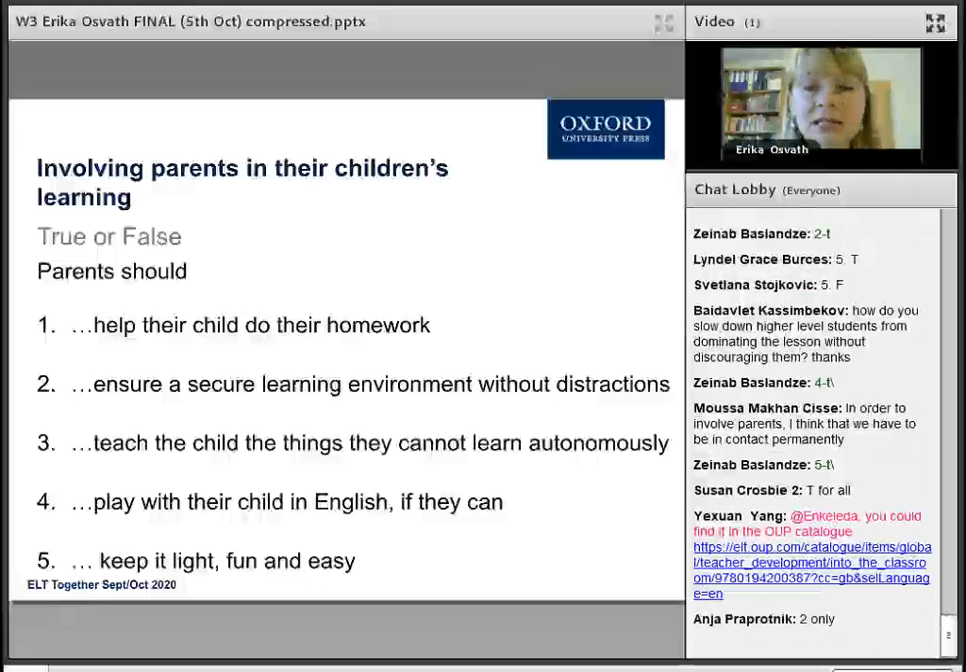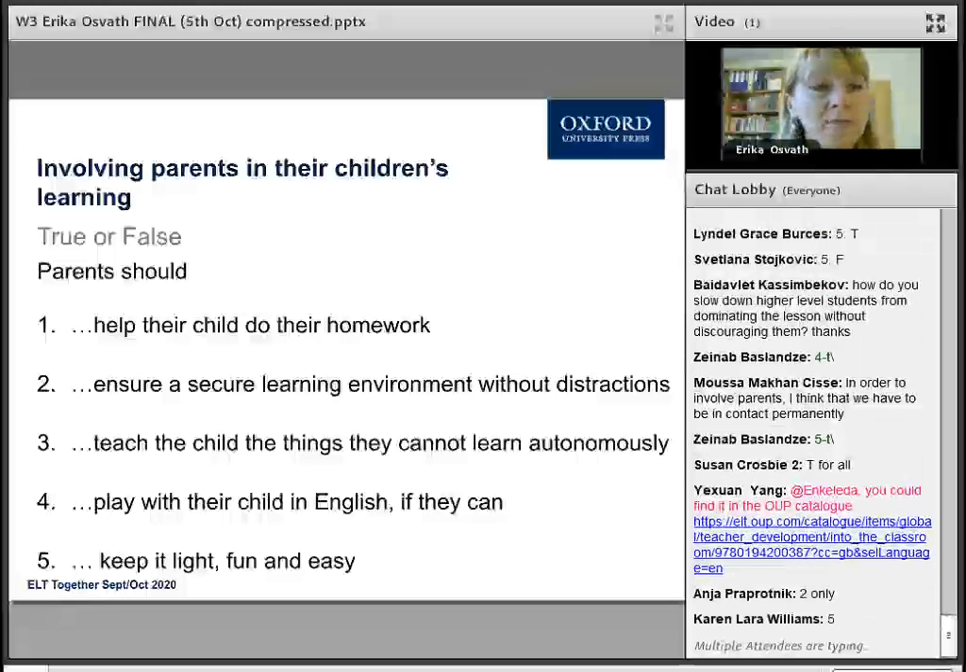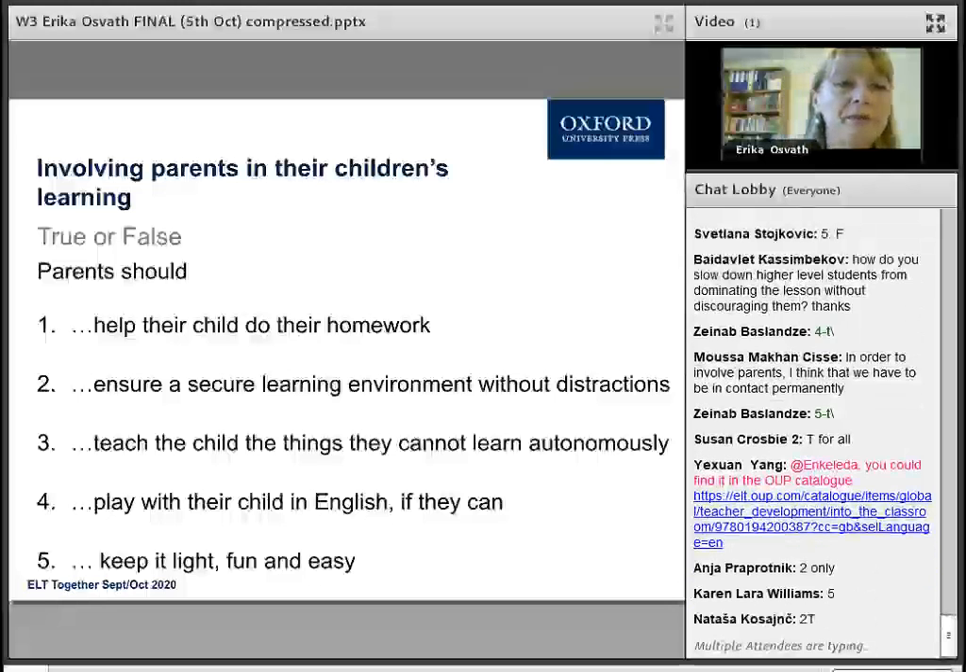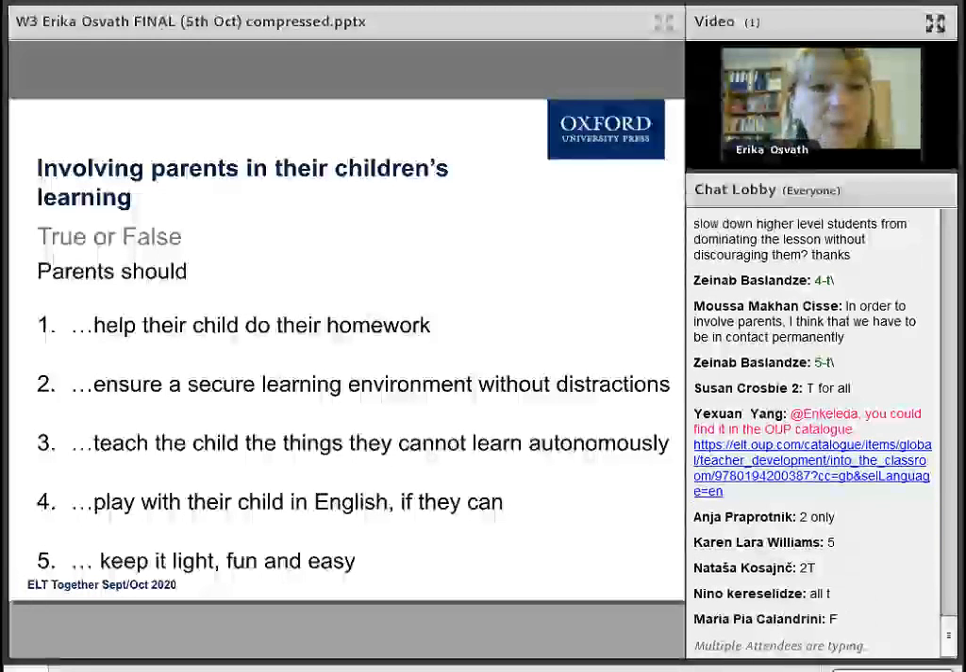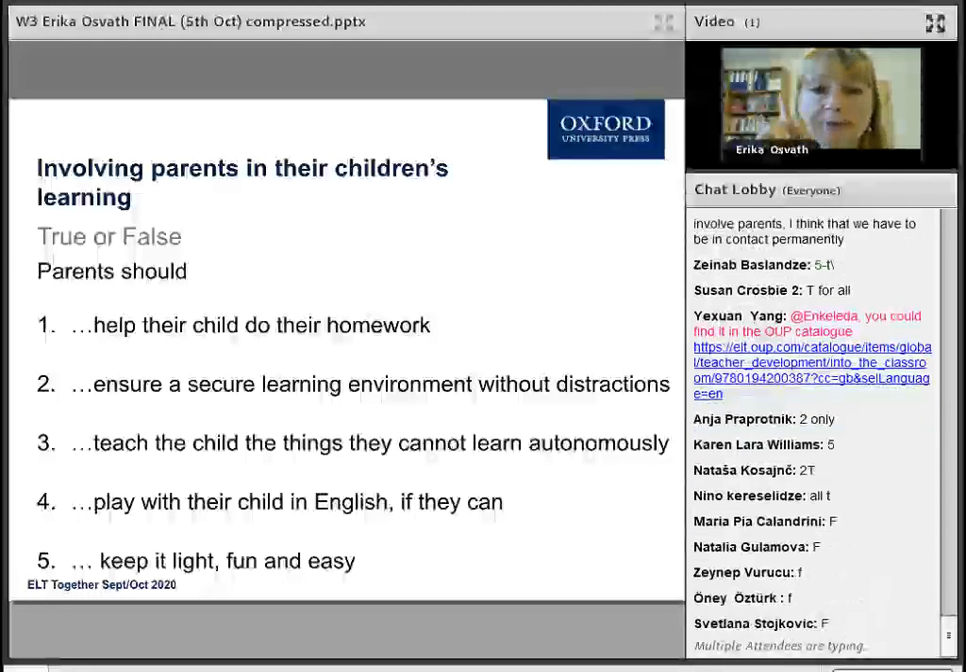So let's look at these statements. Number one, true or false? Parents should have their child do their homework. True or false? Number one, just number one.